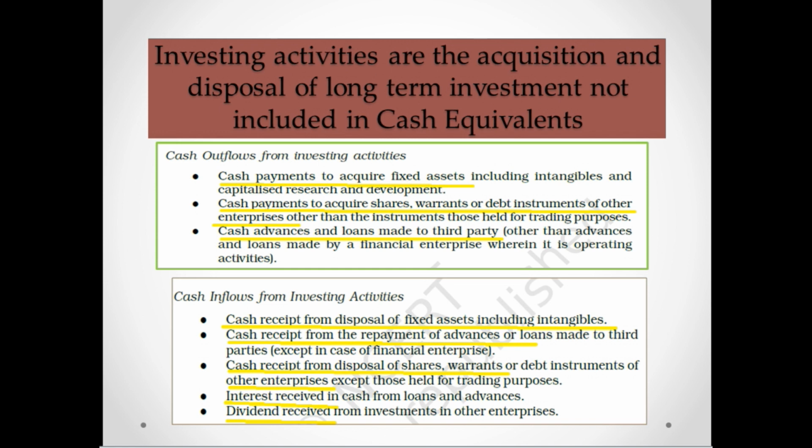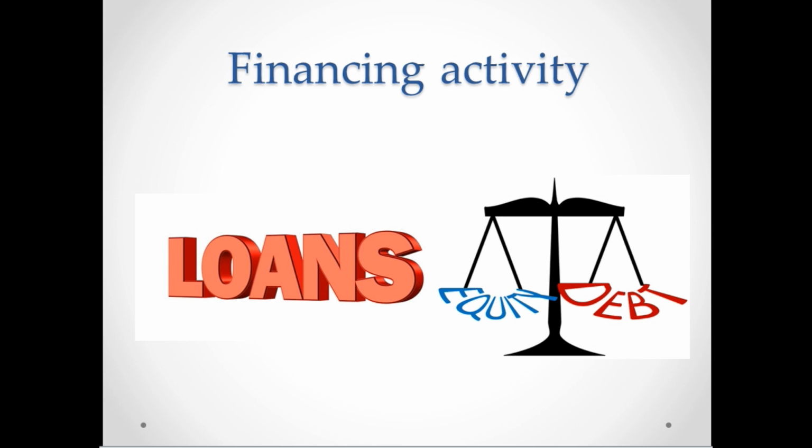All the fixed assets like building, machinery, and land are included in this. Intangible assets are also considered in investing activities. Cash received from the repayment of advances or loans made to third parties, when the third parties repay the advances or loans, is also an inflow. Cash received from the disposal of shares, warrants, or instruments of other enterprises is also an inflow. The interest received in cash from loans and advances is also an inflow. Dividend received from investments is also an inflow from investing activity.